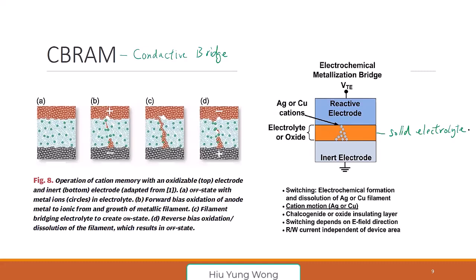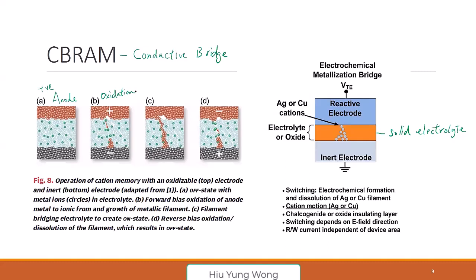So this is, we call it anode, right? What does anode do? When anode, we applied positive bias to it, right? Then what will happen? It's going to take away the electron, right? So it is called oxidation, right? It does the oxidation, right? Take away the electron, right?